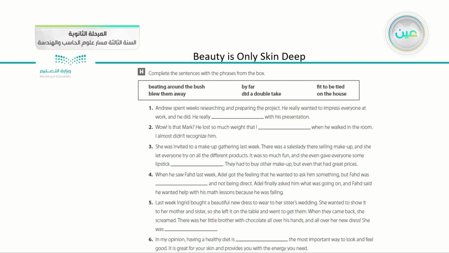Now we have 6 sentences. The first one: "Andrew spent weeks researching and preparing the project. He really wanted to impress everyone at work, and he did. He really ____ with his presentation." Which expression do you think is related to making people like what you think, impress people, grab their attention, and so on?